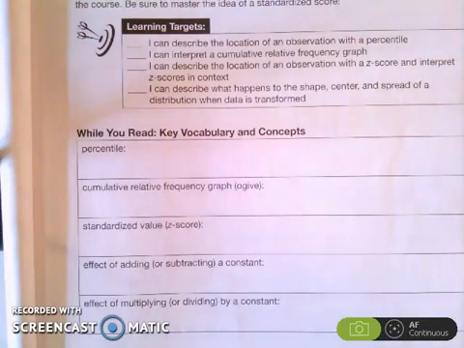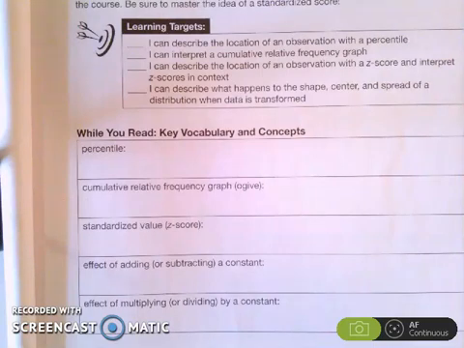So the learning targets at the beginning of Chapter 2 were, can I describe the location of an observation with a percentile? Again, a percentile is what percent is your data point better than. There's a few different definitions. It's either what percentage of people are at the point that you are and below you, or what percentage of people are just below you. So just understanding percentile.